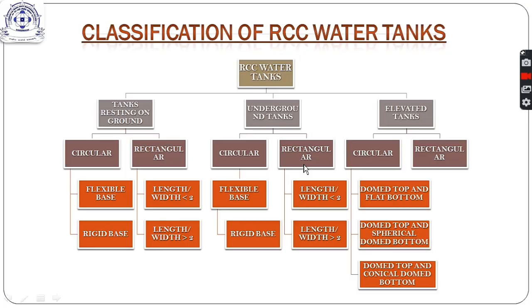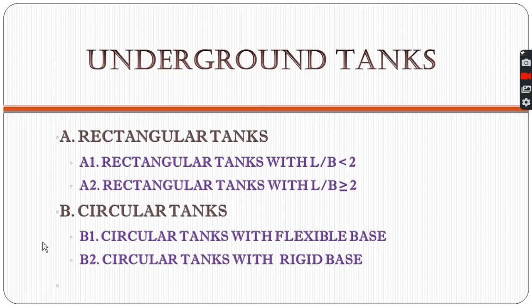in which I will be covering rectangular tank first. As in the previous case of tanks resting on ground, the underground tanks are also of two types, rectangular or circular, and rectangulars are of two types, L by B less than 2 and L by B greater than 2, and circular tanks are with flexible base or rigid base. So the design of walls will be similar to that done in the previous case of tanks resting on ground, but with a minor difference which I will be explaining in the coming slides.